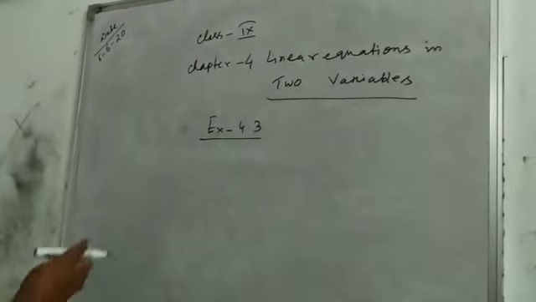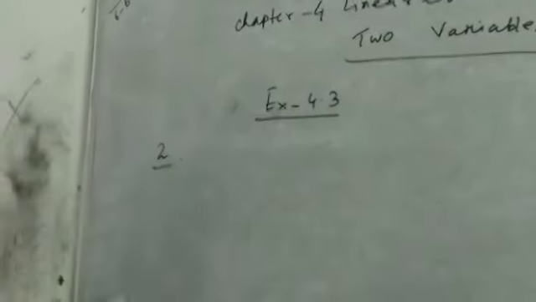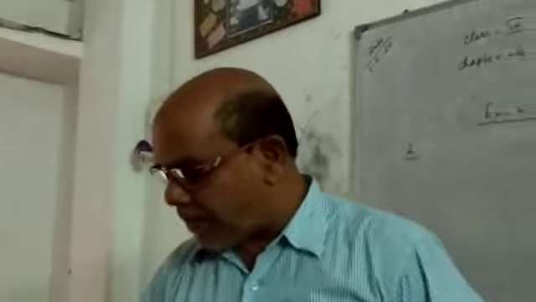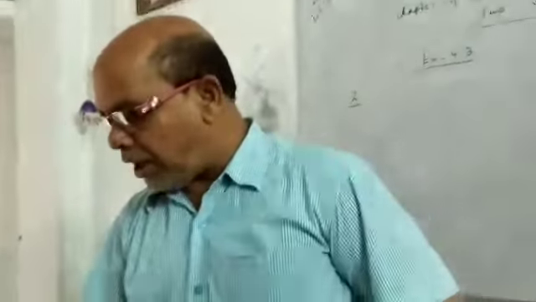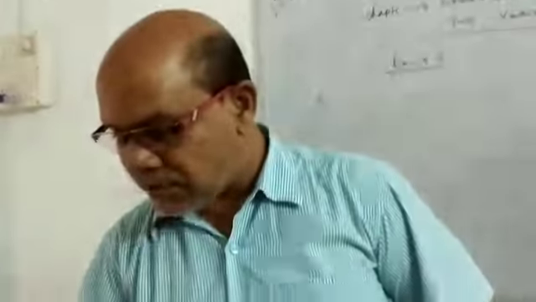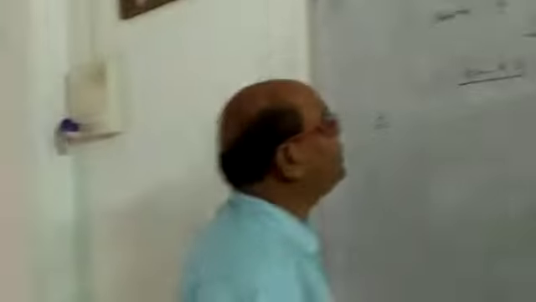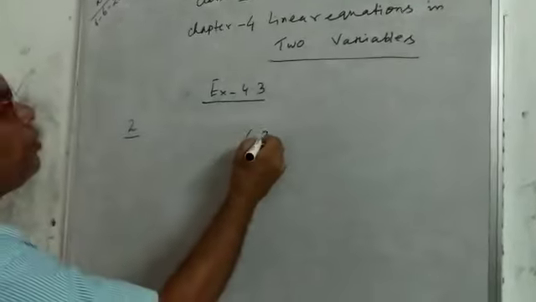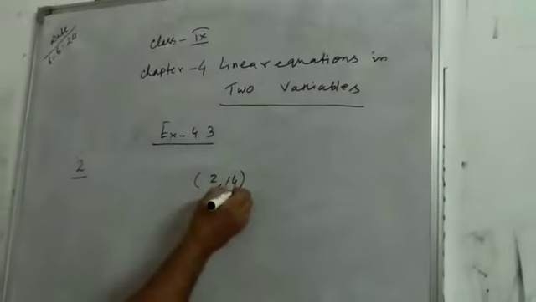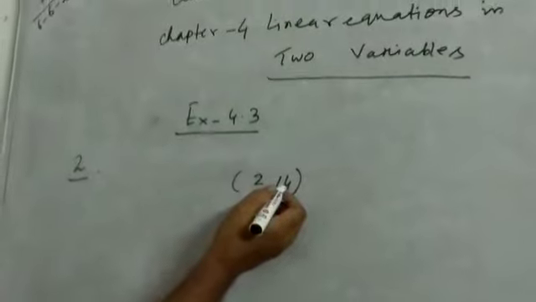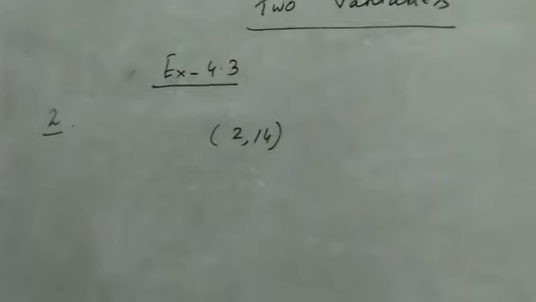Question number 2. Give the equations of two lines passing through (2, 14). How many more such lines are there and why? Here one point is given, the point (2, 14). We have to write two equations and then give the answer how many lines there are.